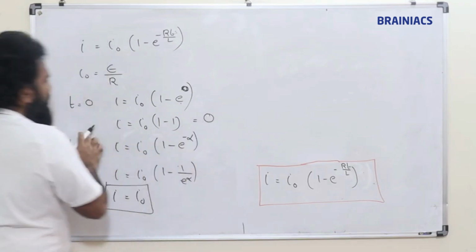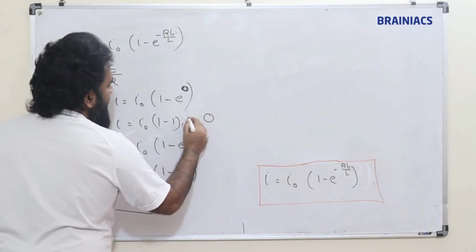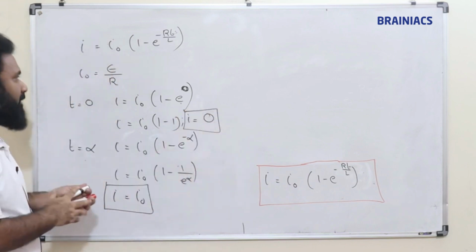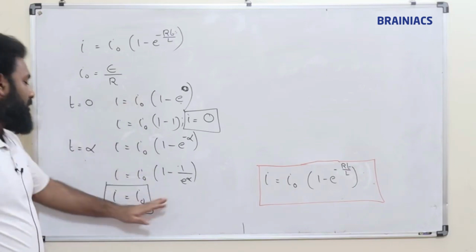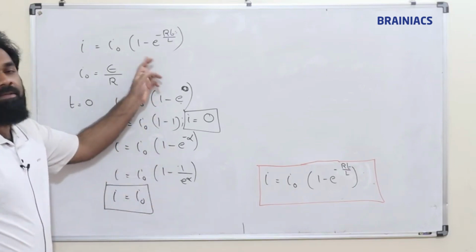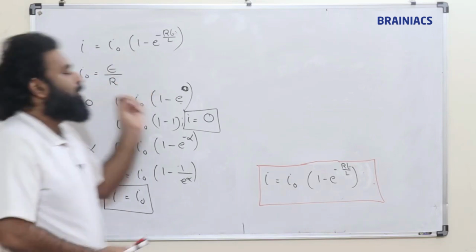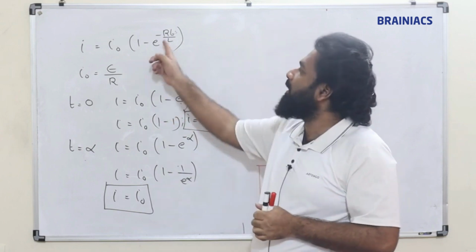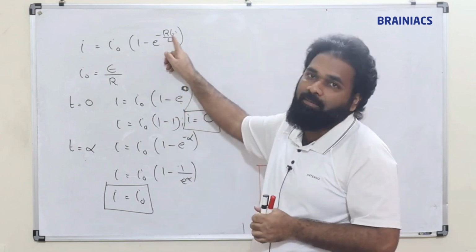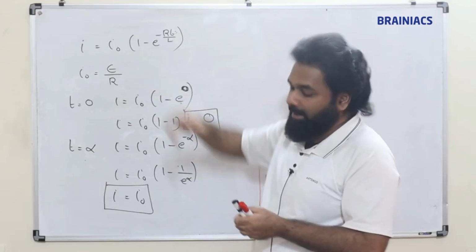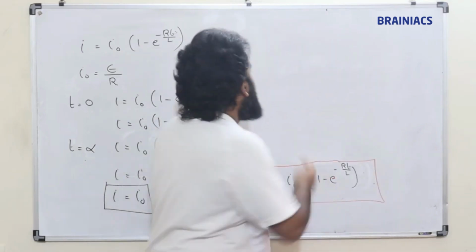At a time t is equal to 0, the value of current is nothing but 0. Already we know this fact, and we are getting this result also from this equation. Any intermediate value, if we give here for time t, we will be able to find the value of current in the inductor.